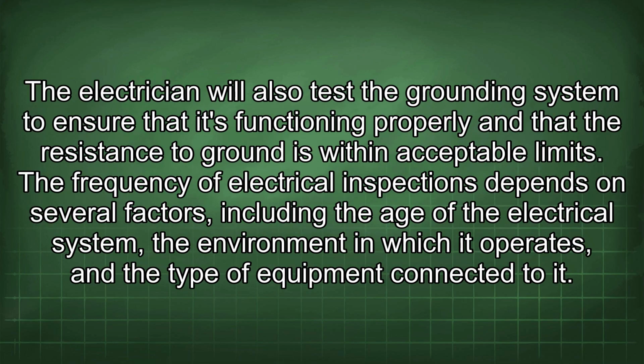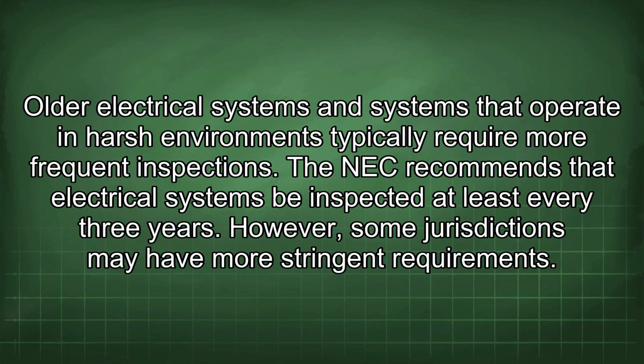The electrician will also test the grounding system to ensure that it's functioning properly and that the resistance to ground is within acceptable limits. The frequency of electrical inspections depends on several factors, including the age of the electrical system, the environment in which it operates, and the type of equipment connected to it. Older electrical systems and systems that operate in harsh environments typically require more frequent inspections. The NEC recommends that electrical systems be inspected at least every 3 years. However, some jurisdictions may have more stringent requirements.